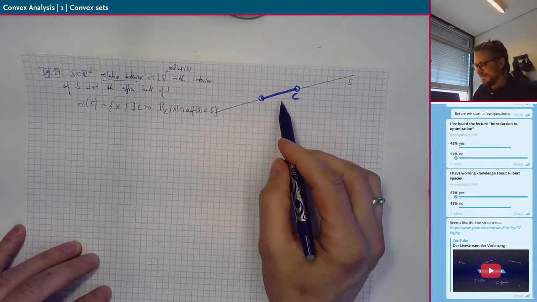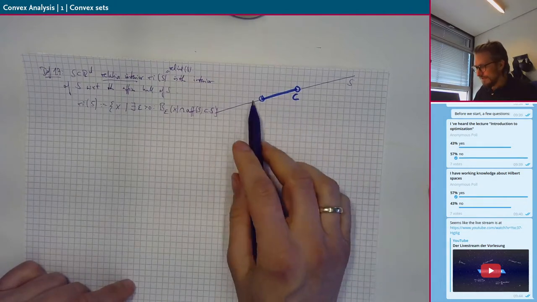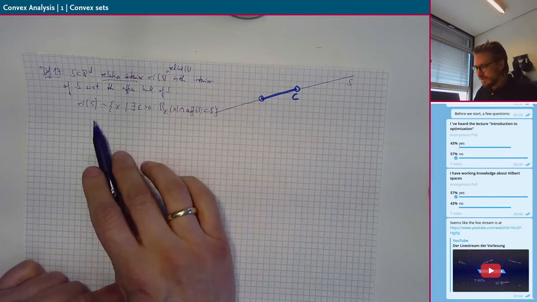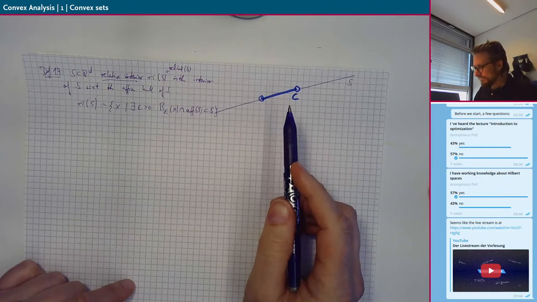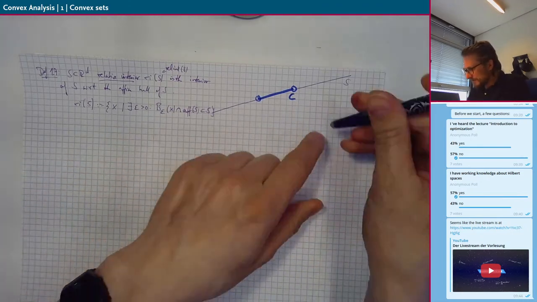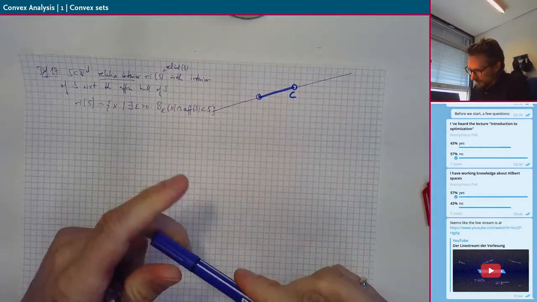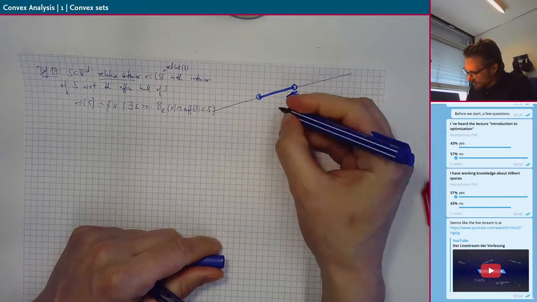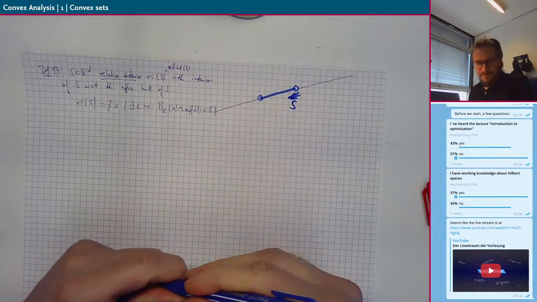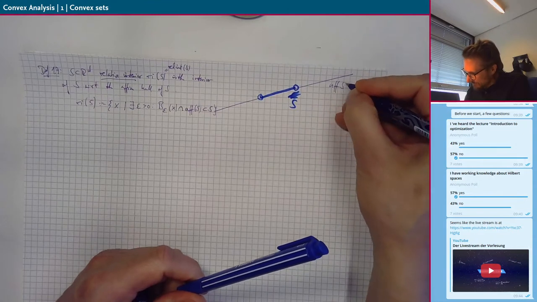So we take the smallest affine set which contains the set you're dealing with. So if I change everything here, I probably ought to change it here, so that the picture corresponds to what is here. So this would not be C, this would be S, and this purple line would be the affine hull of S.